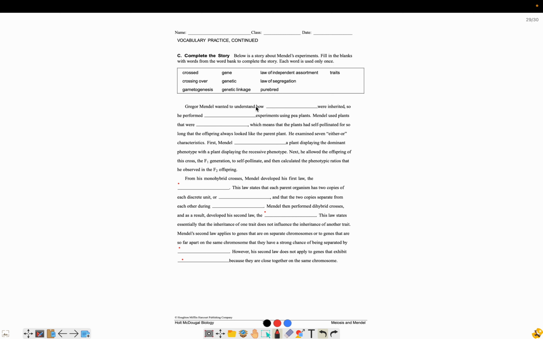Gregor Mendel wanted to understand how traits were inherited. So he performed genetic experiments. This is for people that are still paying attention. I'm going to go ahead and give you all the answers. Don't tell your peers; they probably stopped watching by now. So he used plants that were purebred.